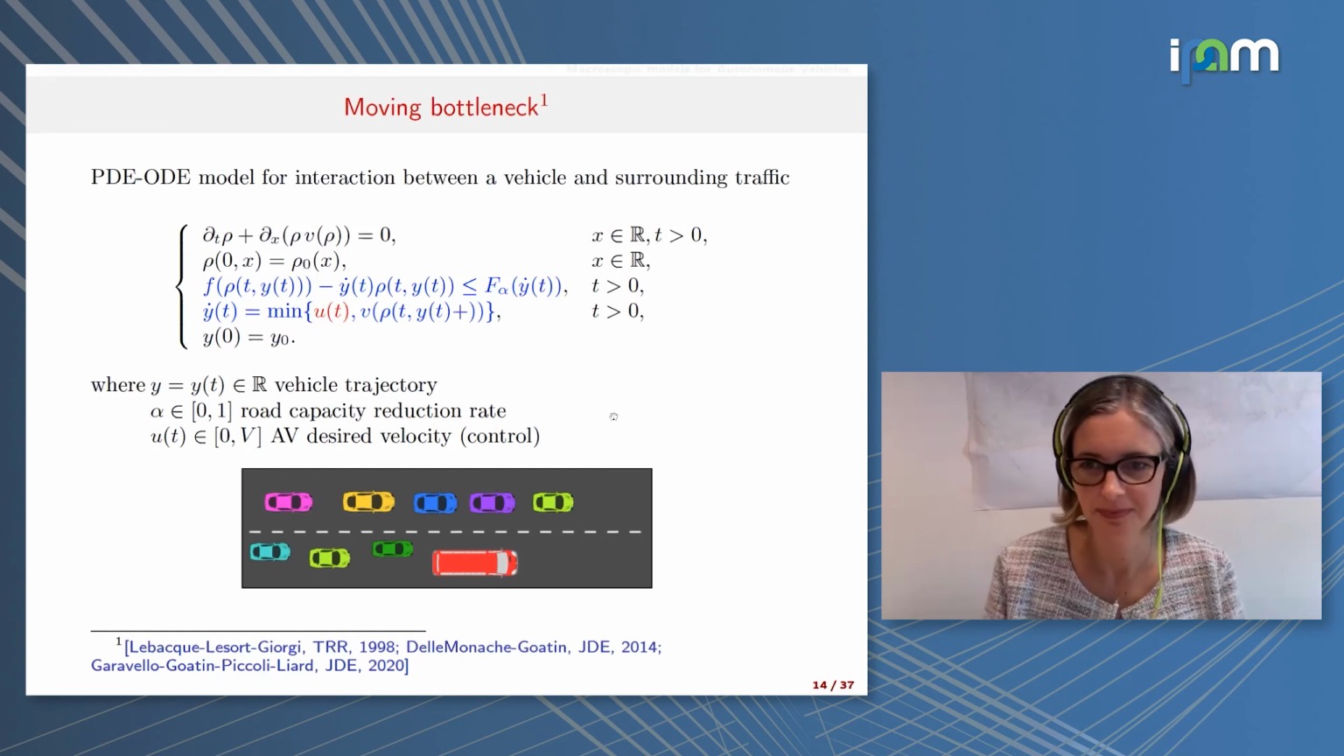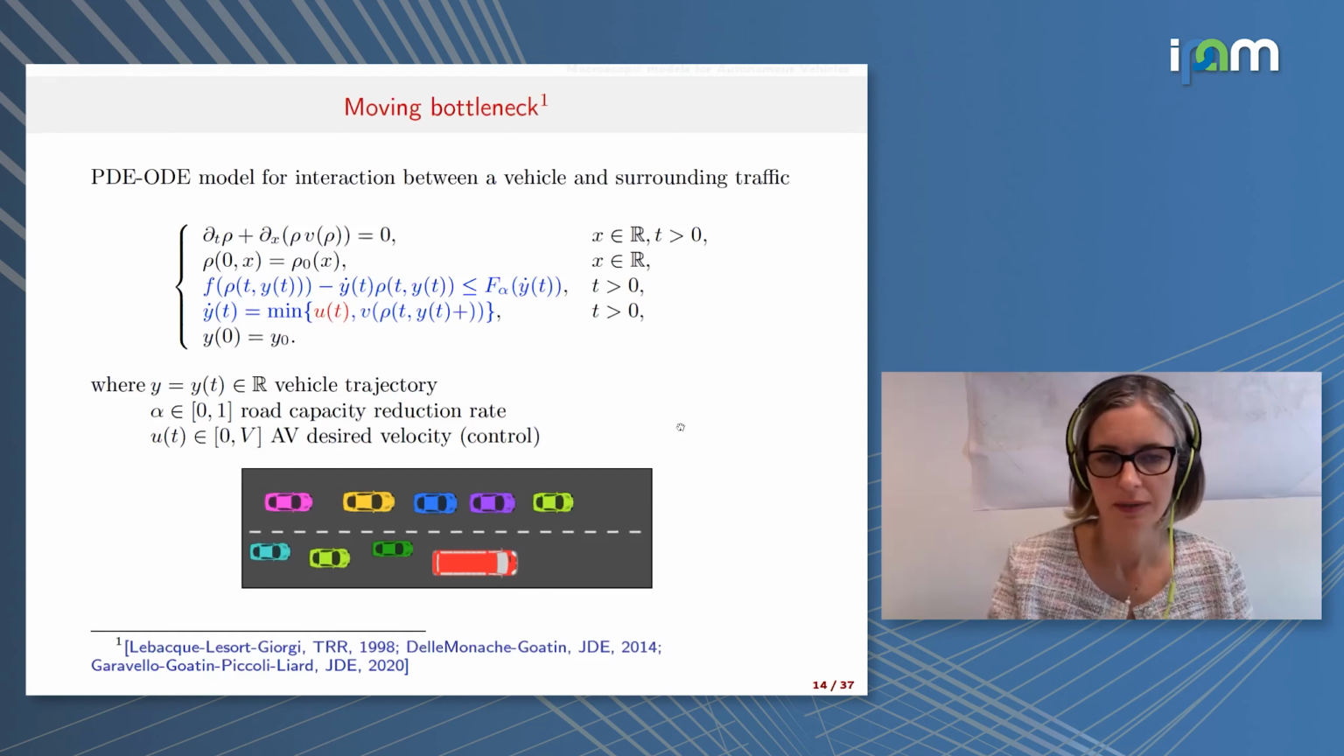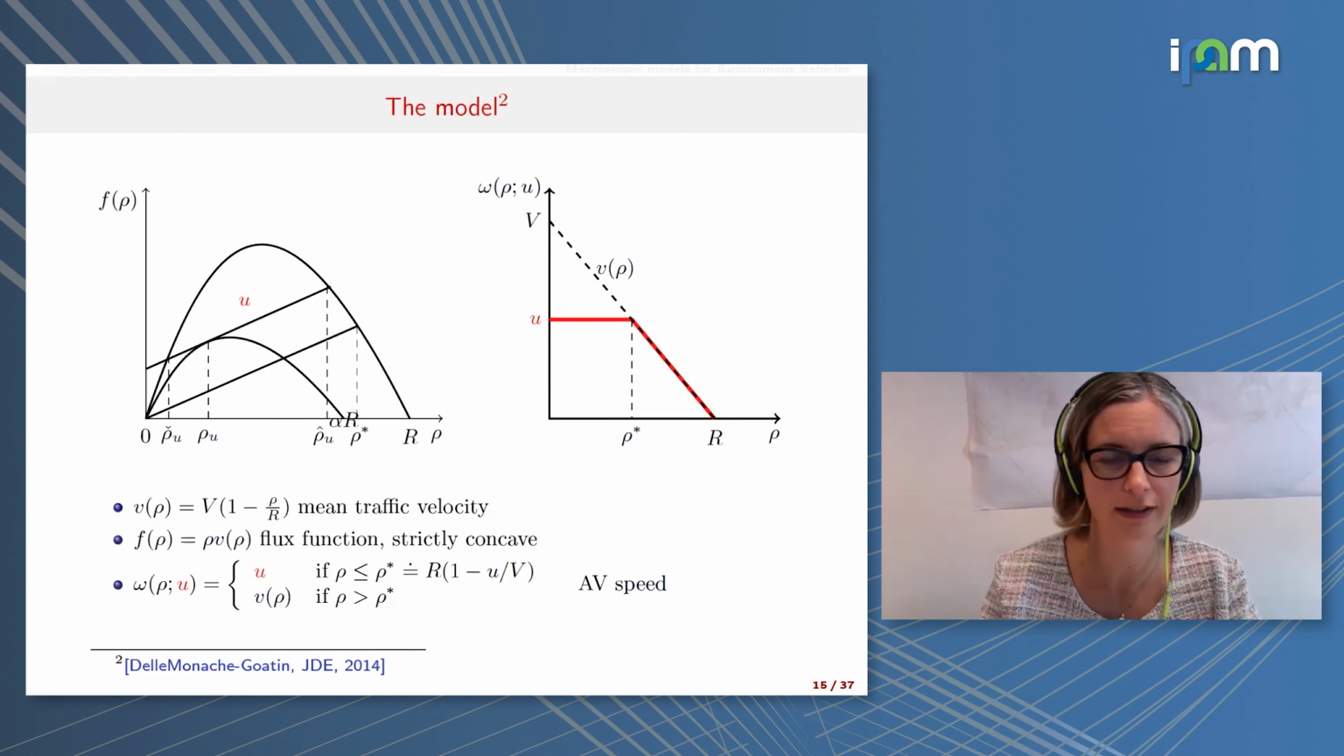Okay, but the Y of t is just the trajectory, it's the position of the autonomous vehicles at time t. Okay, great. Thank you. You're welcome. Thanks for the question. Please stop me if I skip something.